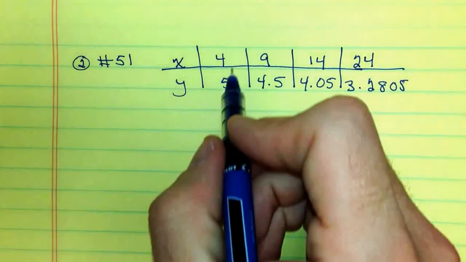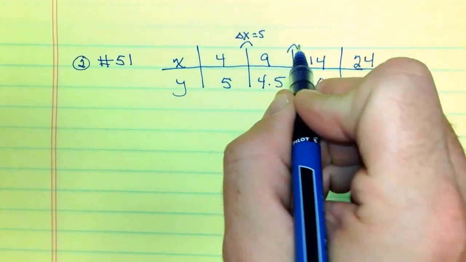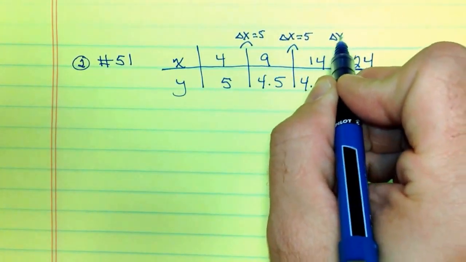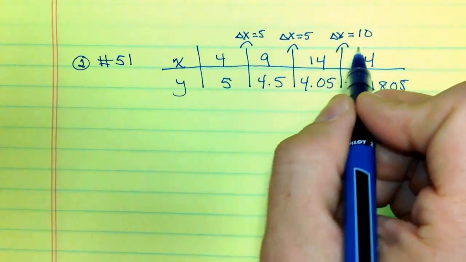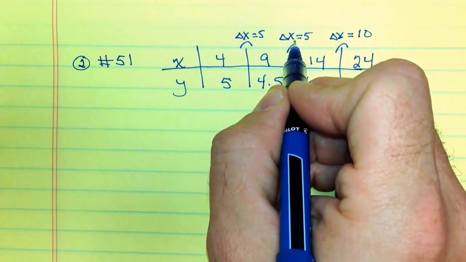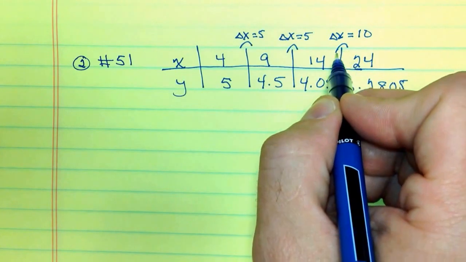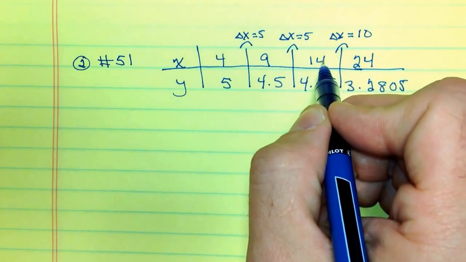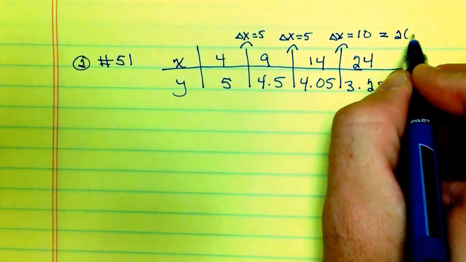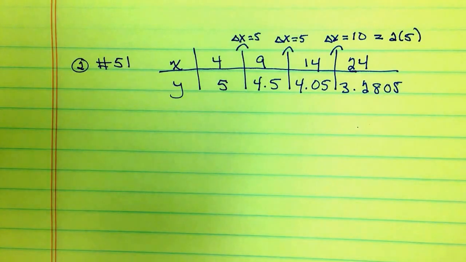Some things to keep in mind. We do worry about the change in x's here. Over this interval, delta x is 5. Over this interval, delta x equals 5. Over this interval, delta x equals 10. But notice that the delta x being 10 is just 2 jumps from what we had. So basically, we're skipping a value in here. We're skipping 19. We could have gone from 14 to 19, 19 to 24. So just keep in mind, this is like 2 times 5. This is how you're going to want to think about these every once in a while.